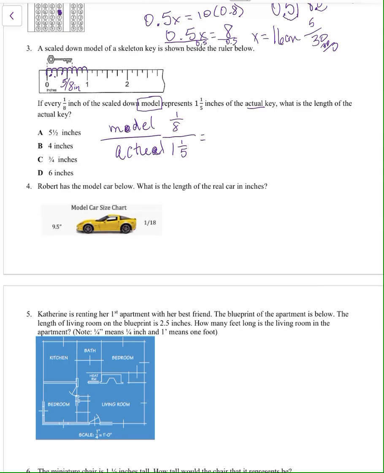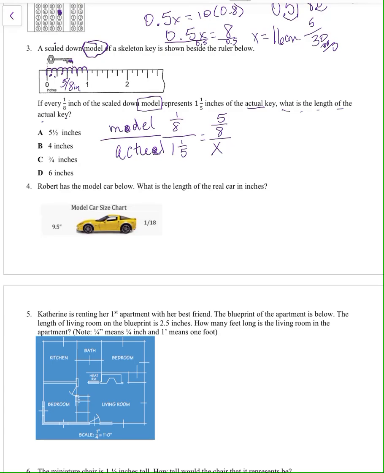Now, what does this key up here represent? Well, it's the scaled down model, right? It's the model. So this 5/8 will go at the top. And we don't know how big the actual key is. What is the length of the actual key? That's our unknown, our variable.